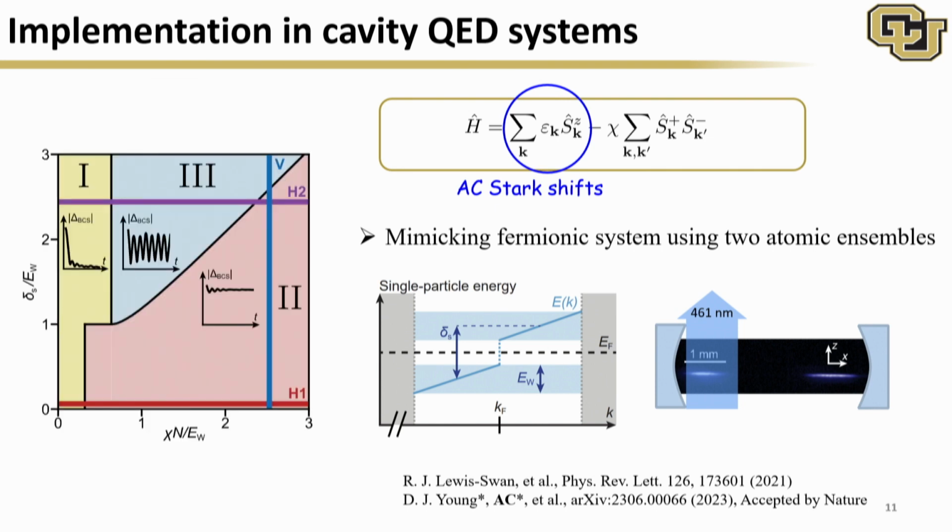With all these tunabilities, we can have a phase diagram. The tunability in this case is the ratio of chi N over E sub W, where N is the atom number, so chi N means the interaction term. We have this tunable ratio of chi N over E sub W, and we also tune delta S over E sub W. And then we can see that in this phase diagram, we have three different dynamical phases.